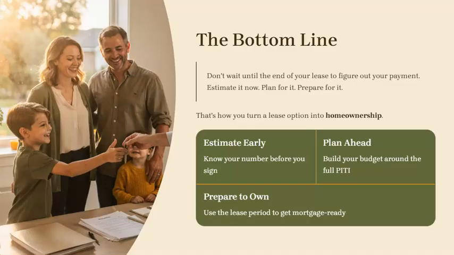Here's the bottom line. Don't wait until the end of your lease to figure out your payment. Estimate it now. Plan for it. Prepare for it. That's how you turn a lease option into home ownership. Here's the steps. Estimate early. Know your number before you sign. And then plan ahead. Build your budget around the full principal, interest, taxes, and insurance. And then prepare to own. Use the lease period to get mortgage ready.